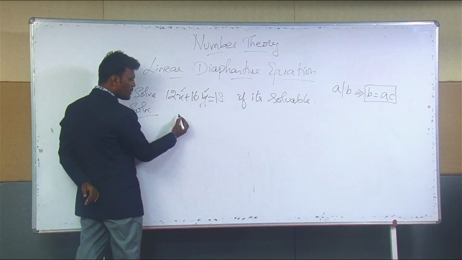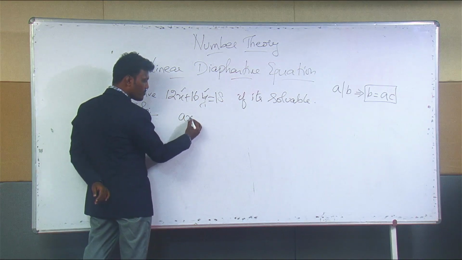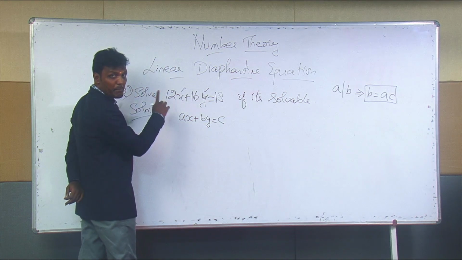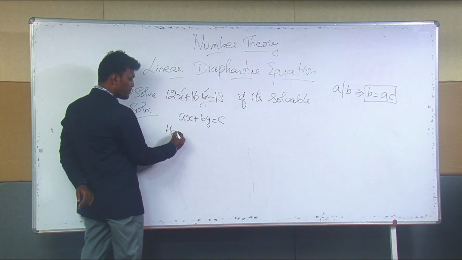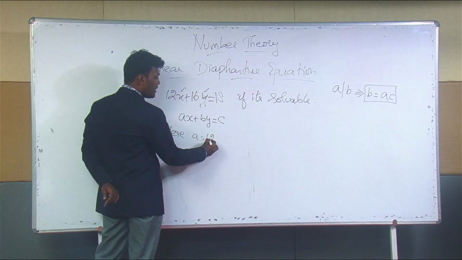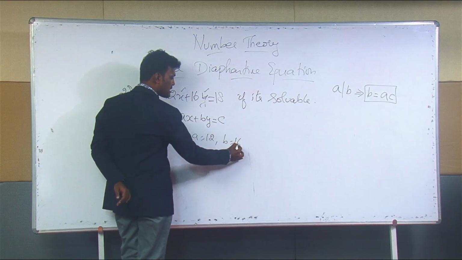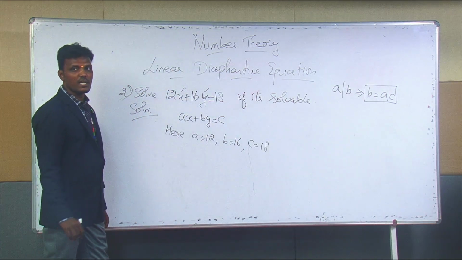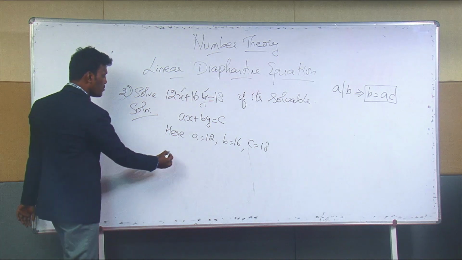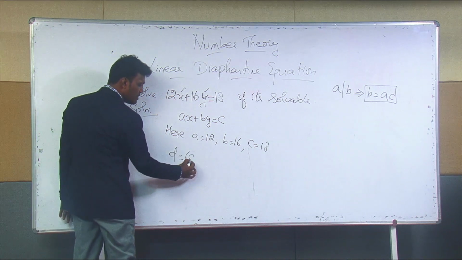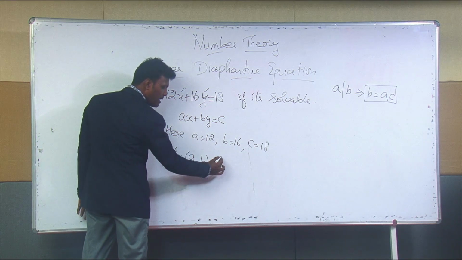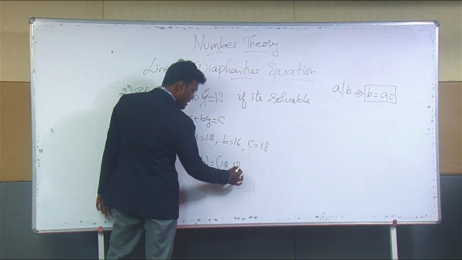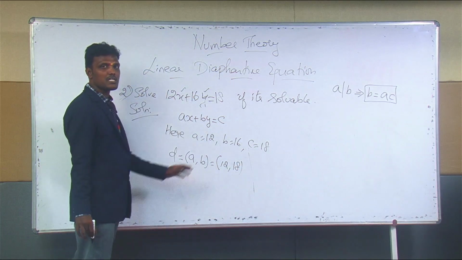The general form of the linear Diophantine equation is ax plus by equal to c. Just compare with your question. Here a is 12, b is 16, c is 18. So what is the next procedure? We have to find the D value. D is nothing but the GCD of a comma b. Just find out the GCD of these both numbers.